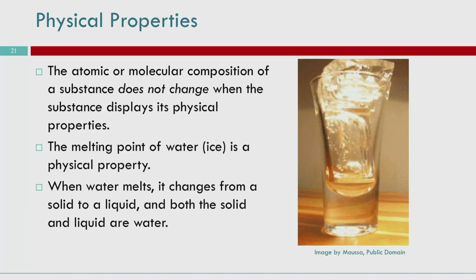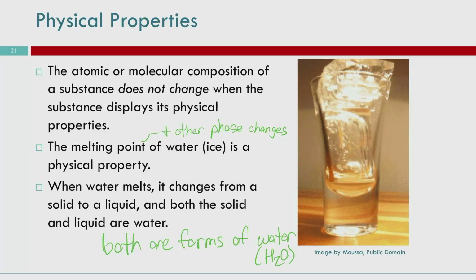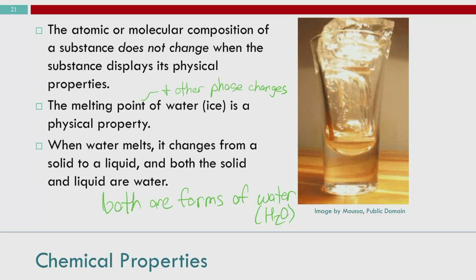So for physical properties, melting point and other phase changes, like boiling or evaporation, condensation, freezing, those are physical properties. When you melt some ice and it turns into water, it's still water. It was water when it was ice, and it's water when it's liquid water. Both are forms of water. Our beloved H2O. All that's changed is the way that the molecules are related to each other.